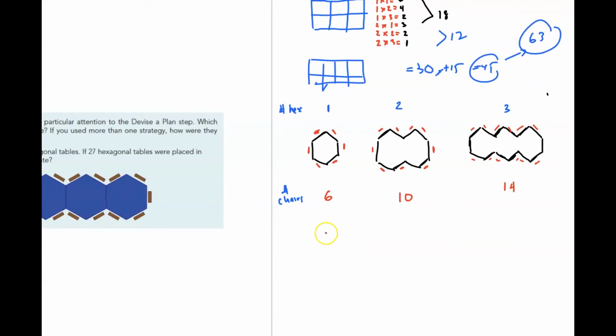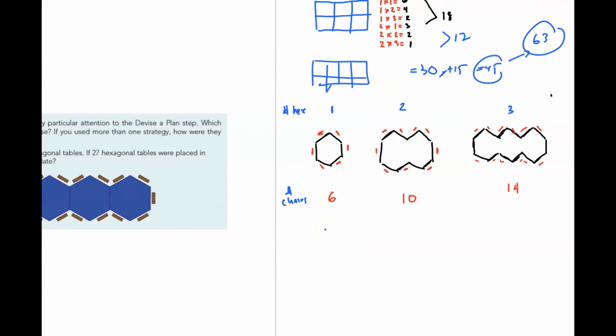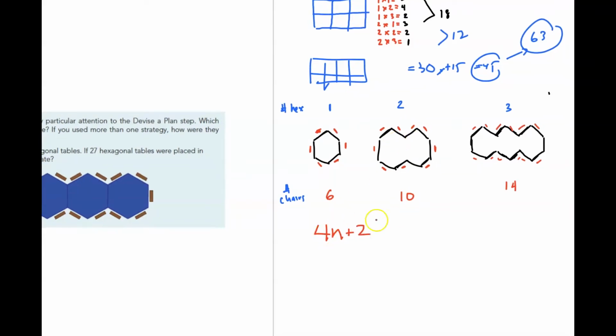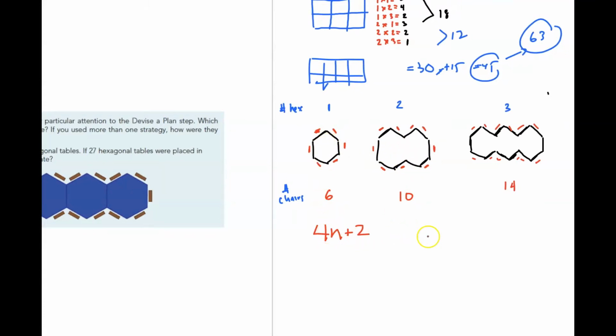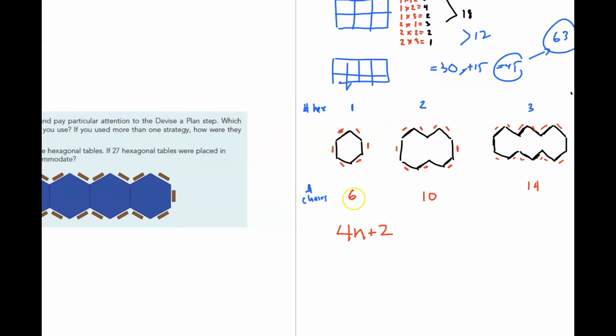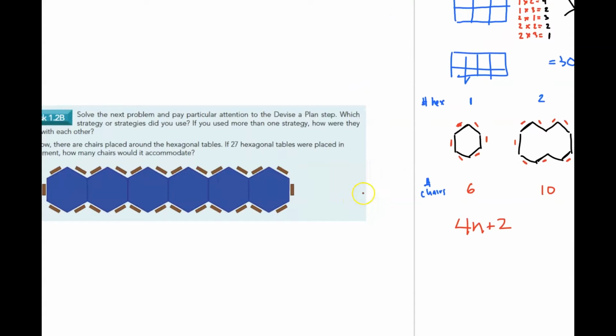And so you end up with an equation of 4n plus 2. How many hexagons? 2. 2 times 4 is 8, plus the 2 corners, and there's your 10. 1 hexagon, 4 times 1 is 4, and so forth, plus 2 is 6. And so to get this answer for 27, what we would do is 4 times 27 plus 2. For 27 hexagon tables, you're going to end up with 108 plus 2, 110 chairs.